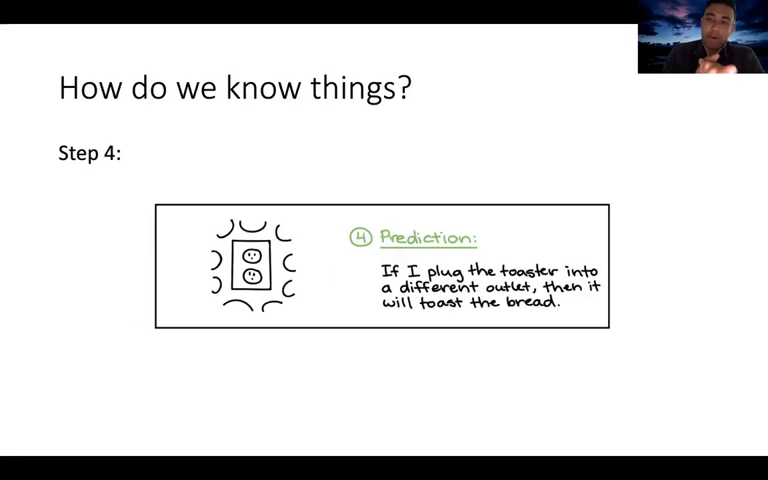So you come up with that hypothesis, and like I said, it needs to be something testable. So you make a prediction based on that hypothesis, right? If my hypothesis is true that the outlet is really broken, I should be able to take that toaster, plug it into another outlet, and the toaster should work, right? And I'll be able to toast bread. At that point, I'll know that obviously the toaster isn't wrong because it's working on this other outlet.